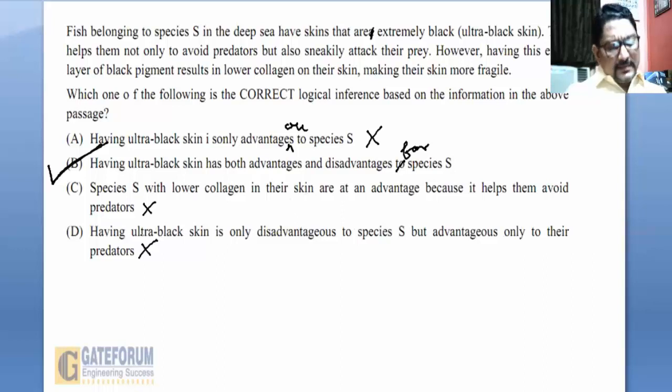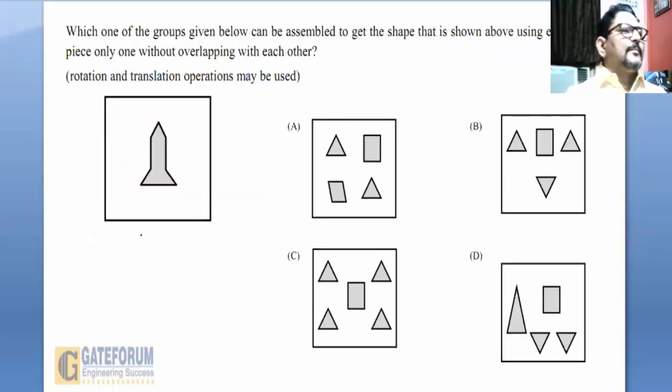Let's go to the next. This is another of those logical things. Which one of the groups given below can be assembled to get the shape that is shown above? Above means this one, I presume. Yes, these are the options A, B, C. Using each piece only once without overlapping with each other. Okay. So, if we notice this, let me do it with a different color so that you can distinguish.